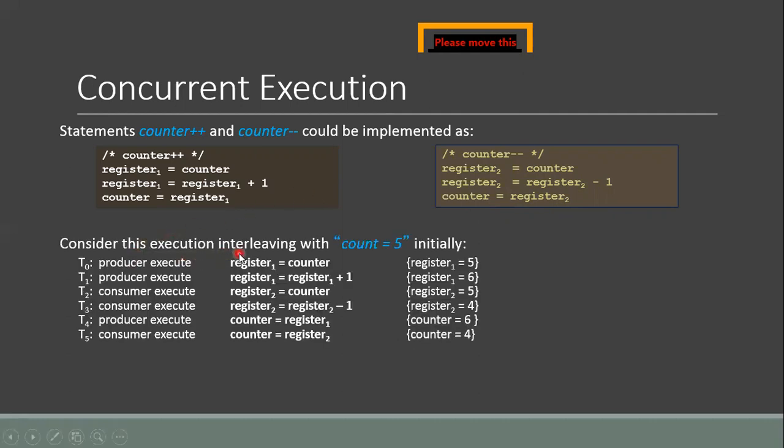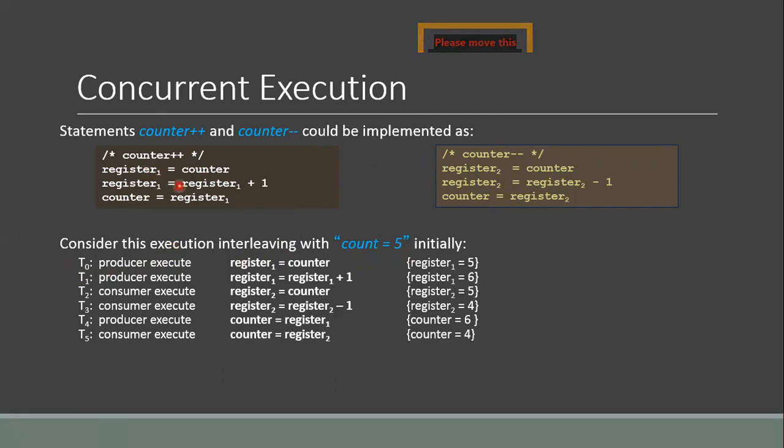Consider this execution interleaving with counter value 5. That is, these 6 statements, which are equivalent to counter plus plus and counter minus minus. So these 3 and these 3 statements will be executed in some interleaved manner. One order may be as follows. At time t0, the producer process will execute the first statement corresponding to counter plus plus.